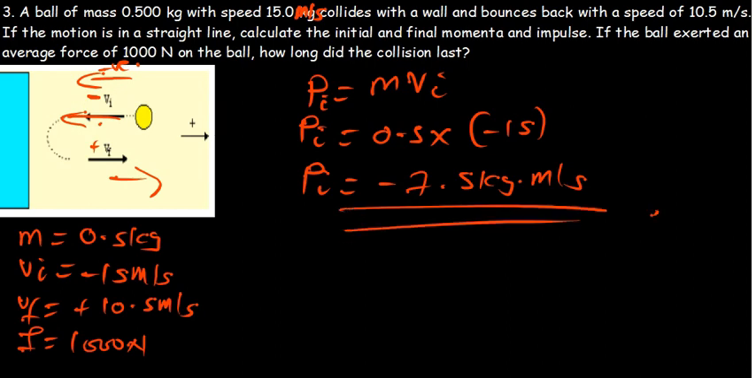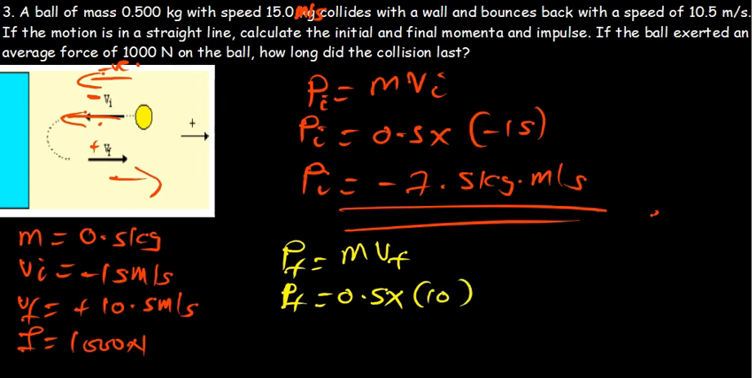Now to find the final momentum, it's going to be the mass times the final velocity. The mass is 0.5, the final velocity is now positive 10.5. So 10.5 times 0.5 is going to be 5.25. So I have 5.25 kg meter per second. That is my final momentum.